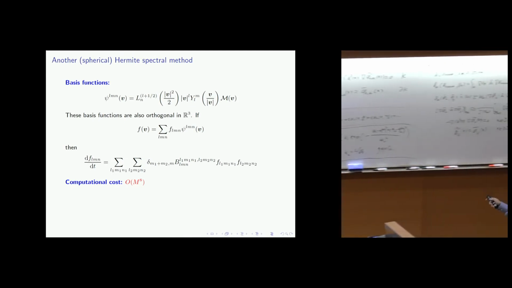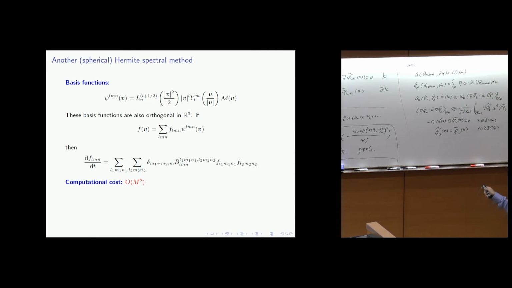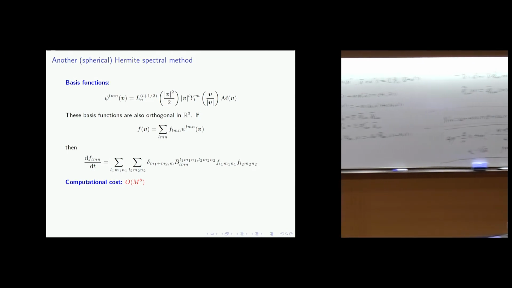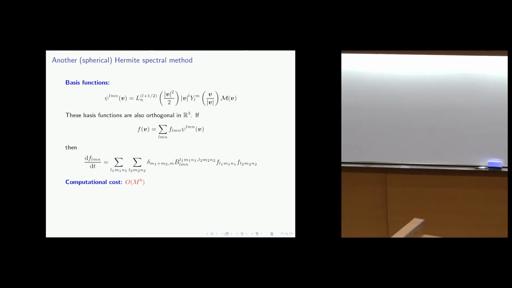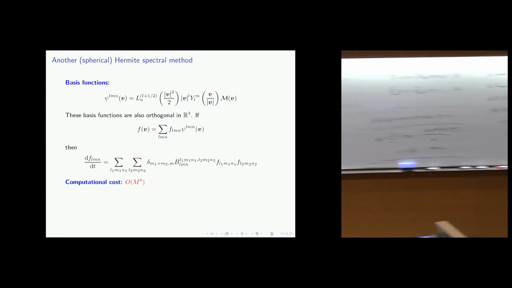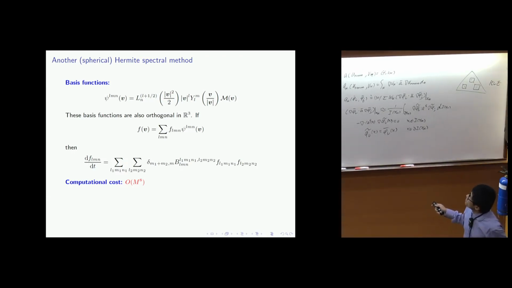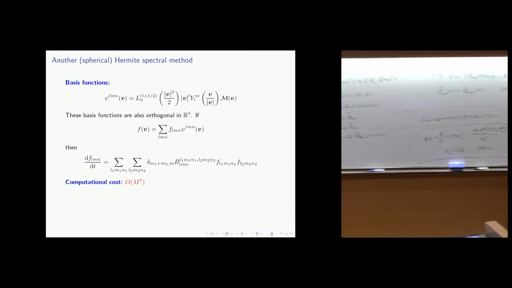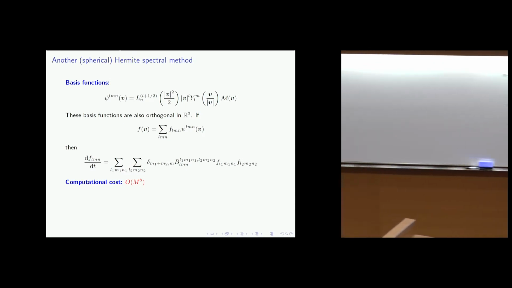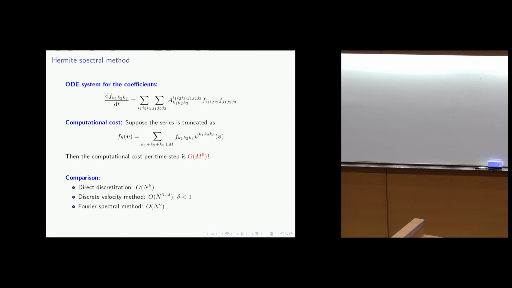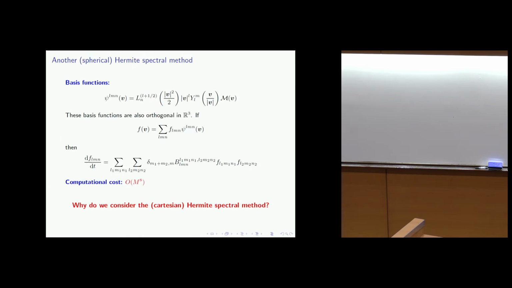Okay. But now, if you look at these coefficients, this is actually the new collision kernel under these new basis functions. You have a delta here. Because of this delta, although there are 9 indices, you can reduce the computational cost by 1. So the final computational cost is O(m) to the power of 8. Okay, this is also lower. This computational cost is also lower than this. Then this is a question. Why do we want to consider the Cartesian-based Hermite spectral method?